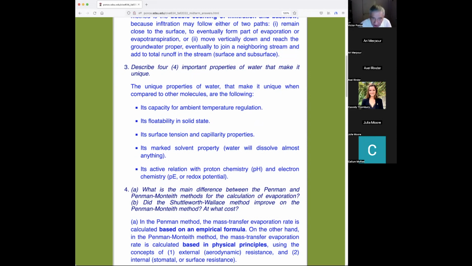Floatability in solid state, we know that, and the fact that it allows life in the ocean to proceed during winter without the entire ocean changing into solid state. Surface tension and capillarity properties allow vegetation to survive, because they can pull the water up from the roots. That's the way they do it. Marked solvent properties: water will dissolve almost anything.